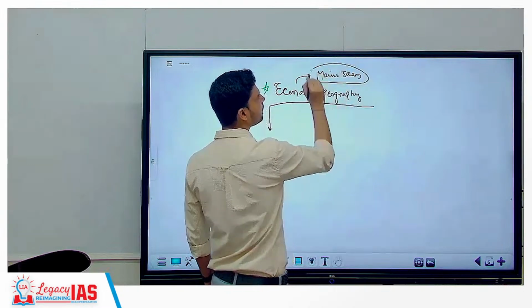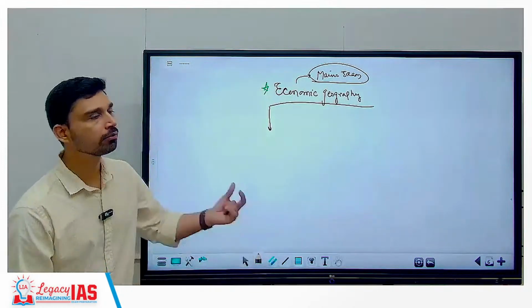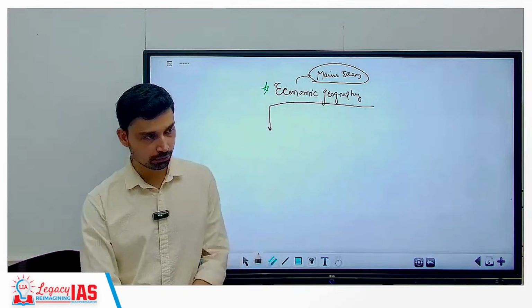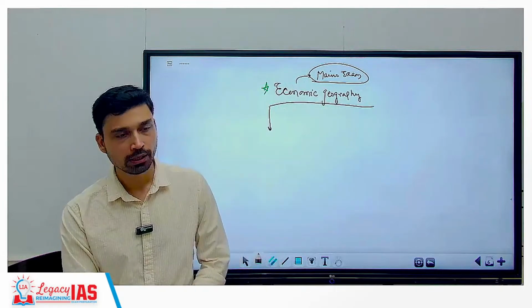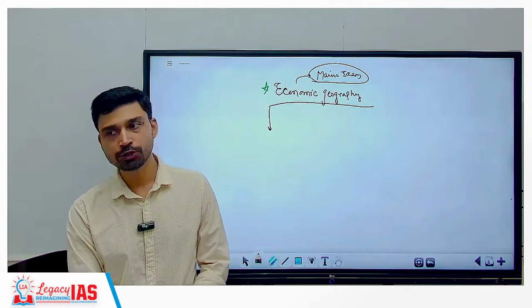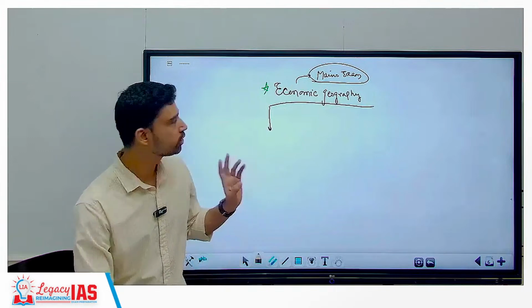I'm not saying that only in mains questions will be asked, but most questions from economic geography are asked in the mains examination. Few questions are asked in the prelims also. Indian geography, majority of questions are asked in the prelims examination. Physical geography, majority of questions are asked in the mains examination. So that is how the distribution is.